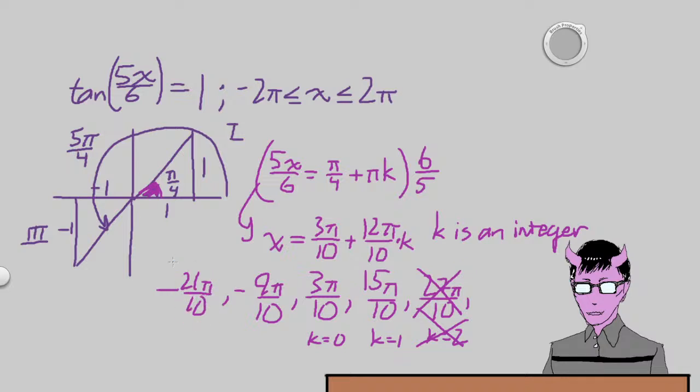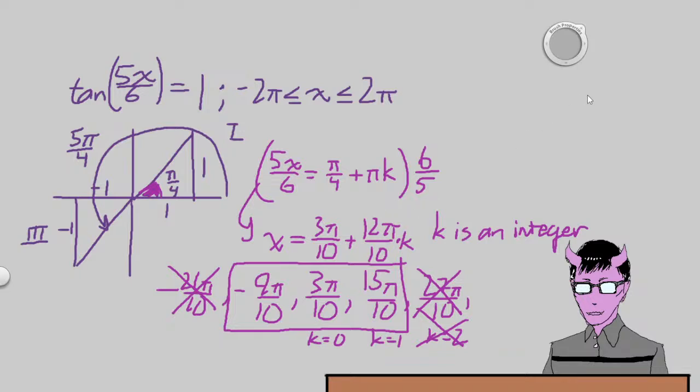21 over 10 is already, the magnitude is already greater than 2. Put a negative in front. So this thing right here is going to be less than negative 2 pi, which means we're past the restriction wall. And thus, this answer, we will also omit it. So we only have 3 good answers for the situation. So that's going to be negative 9 pi over 10, positive 3 pi over 10, and then lastly, 15 pi over 10. And that's it for that one.